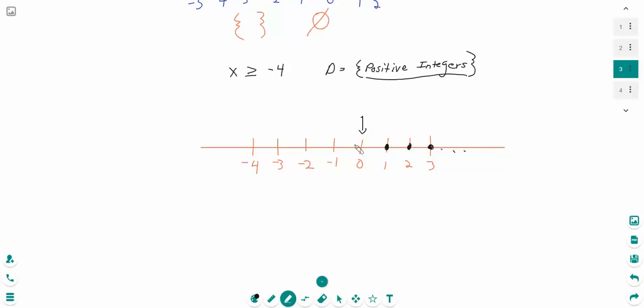Okay? 0 would be considered an integer. It is true that the 0 does belong in the integers. However, it's generally not thought of as a positive integer. It's also not thought of as a negative integer either. It's kind of neither. All right? So if they ask for positive integers, one thing to remember is that the 0 is not included in positive or negative integers. Okay? Very good.